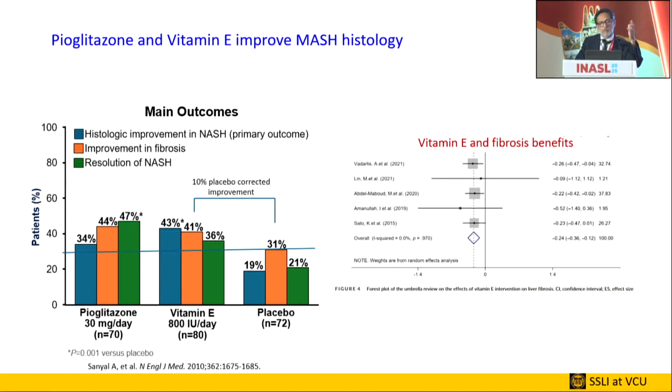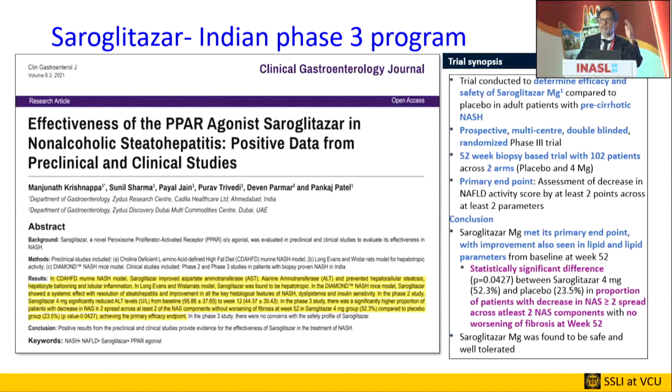So, you know, I would not completely discard vitamin E right now because it's something that costs pennies, and in very resource-constrained areas, it may have a role. But there are better drugs. And in India, we're very fortunate that we have saroglitazar, and the Indian phase 3 program was the basis for its approval. Many of you have used this extensively. You have more experience, I've only used it in the setting of clinical trials. You use it every day in your practice, so you know this better than me.